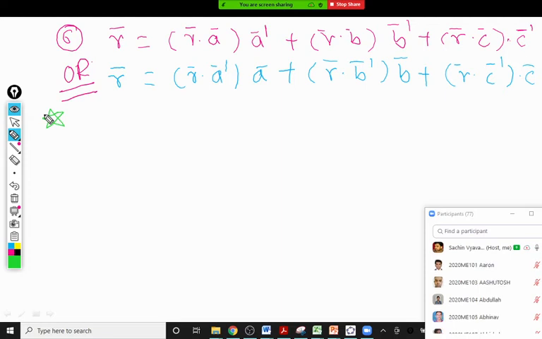Sir, r minus a dot b r minus b cross r minus c equals 0. Pardon, r minus a dot r minus b cross r minus c equals 0. No, how can you say that?